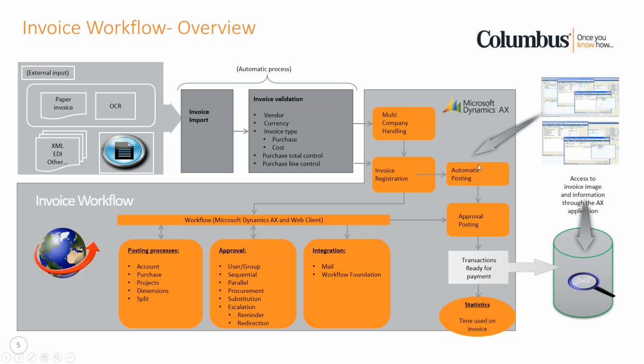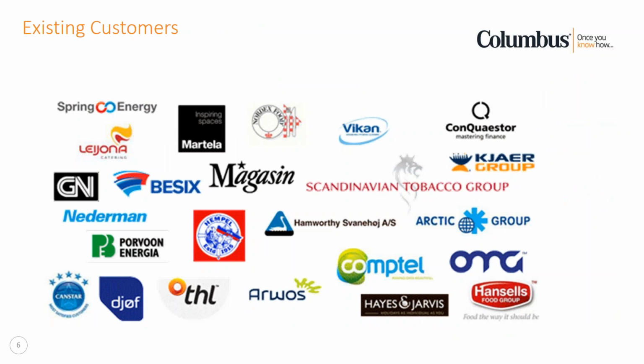It then routes back into AX, into the invoice workflow, where we're looking at multi-company handling. So this is where you can have a centralized purchasing service. The invoice is registered. Now, depending on the validation rules, it can either go down to the workflow to be sent out for approval, or it can be automatically posted if within tolerance, and then it can go through and be ready for payment. There are also some stats on the time used and the processing of the invoice.